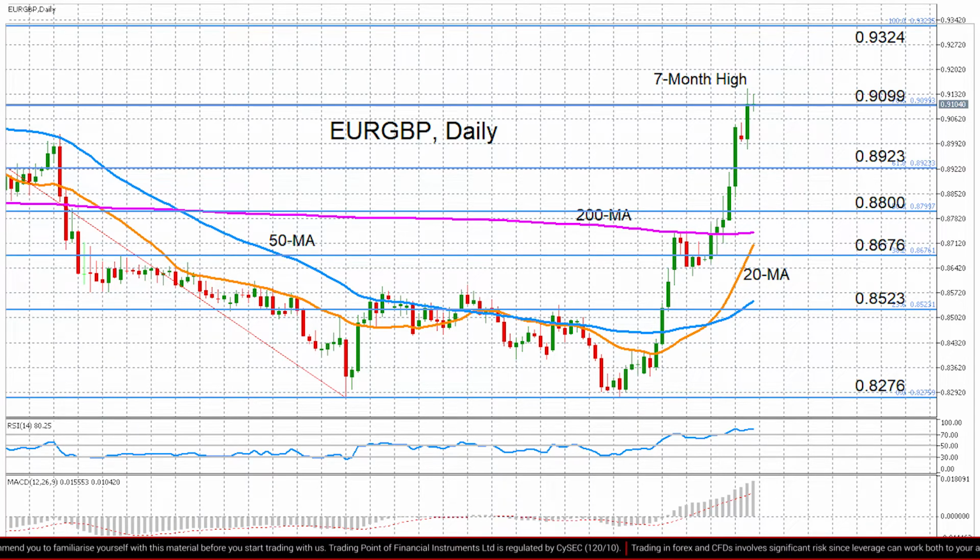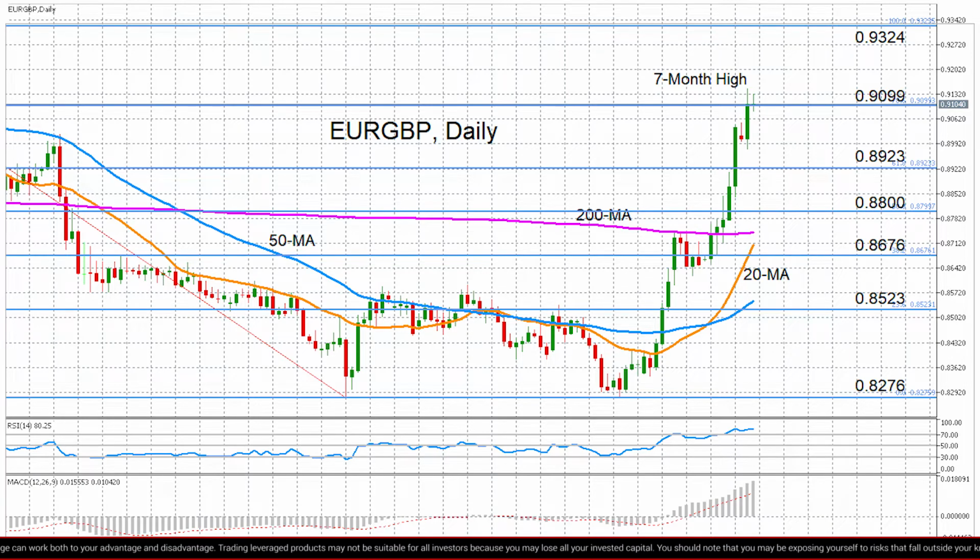If though we were to get a near-term correction, given that perhaps prices are looking a little bit overbought at the moment, the main support to the downside is initially at the 61.8% Fibonacci at 0.8923, followed by the 0.88 handle at the 50% Fibonacci.